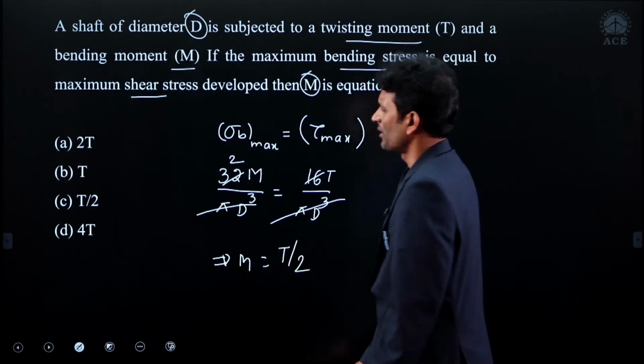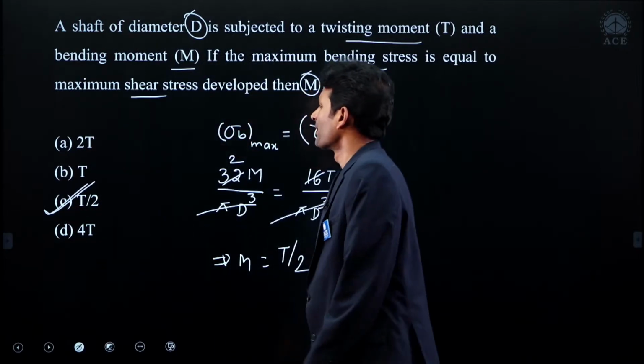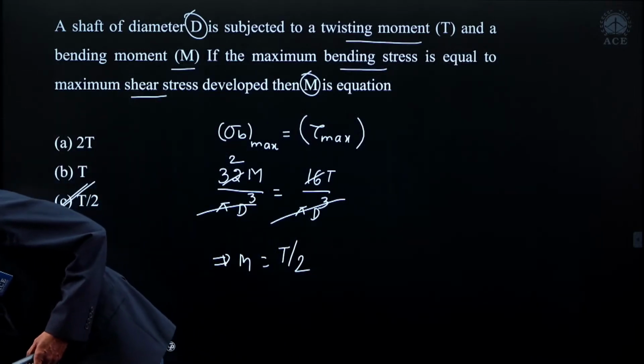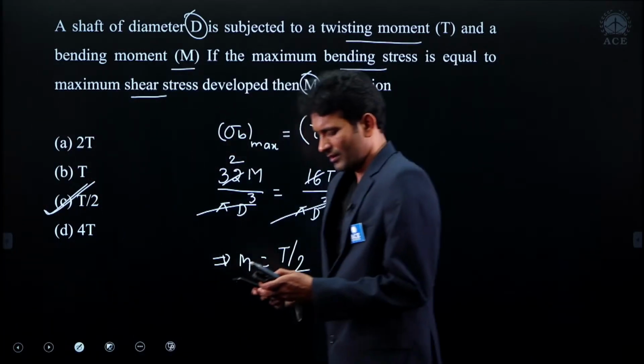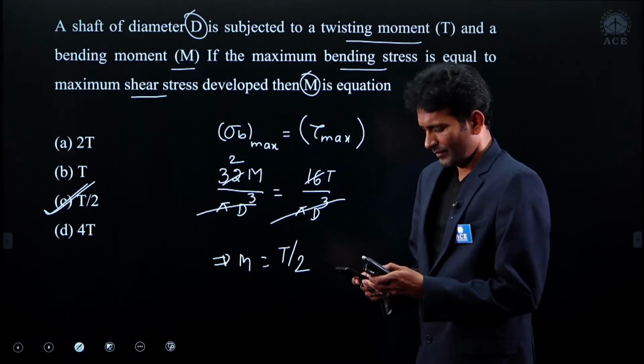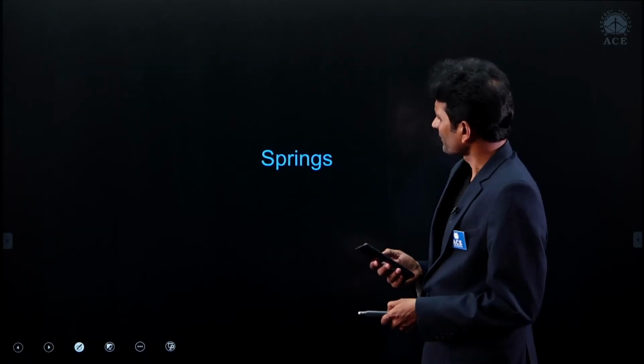Where is T divided by 2 in the options? It is at option C. That is the answer for this given question, my dear friend. Good. Many are giving the correct answer.